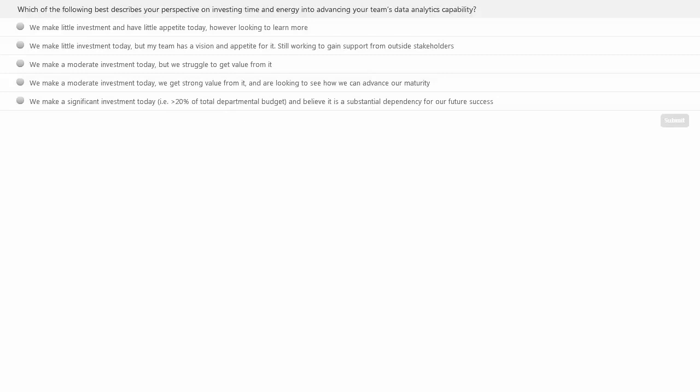And this one asks, which of the following best describes your perspective on investing time and energy into advancing your team's data analytics capability? So this is a good follow-on question to the previous one. There are some multiple choice options in the middle of your screen. You can just select the one that fits your particular organization. So go ahead and choose the one that you think fits you best.